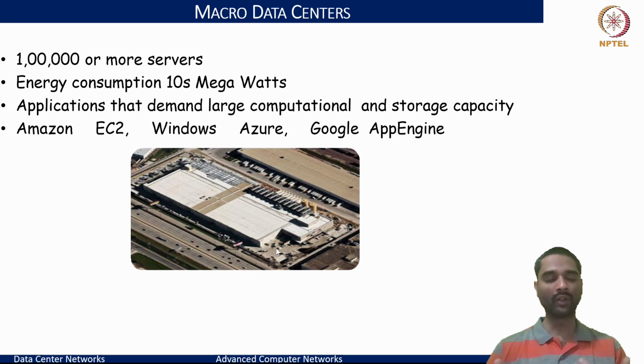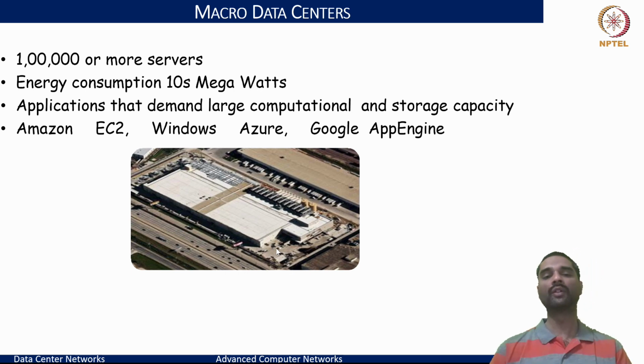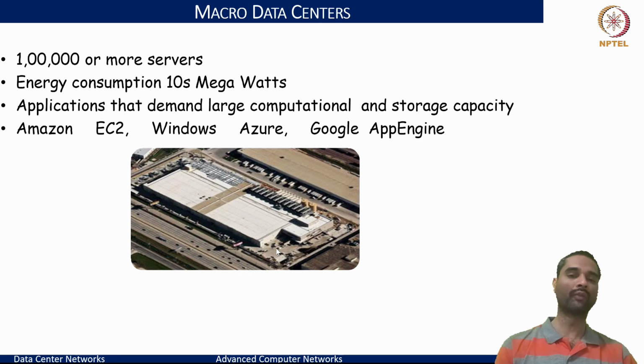Typically this is where most of the widely used, critical applications on the internet, like Google, Windows, and Amazon, host such large data centers. And these data centers, as you can see, are much bigger than the biggest stadiums that we saw earlier. They specifically demand very large computation and storage capabilities. Any applications that cater to these would typically be hosted in these macro data centers.